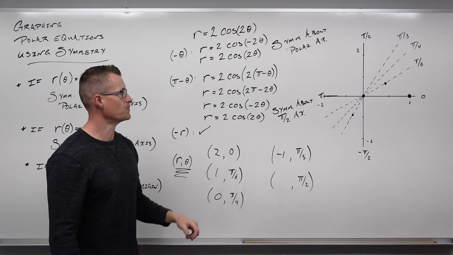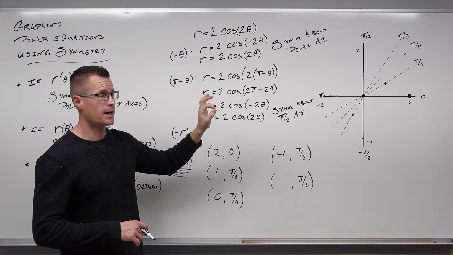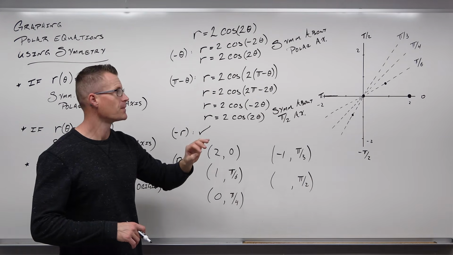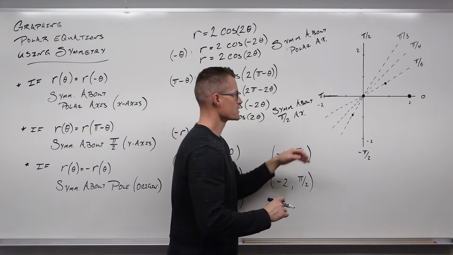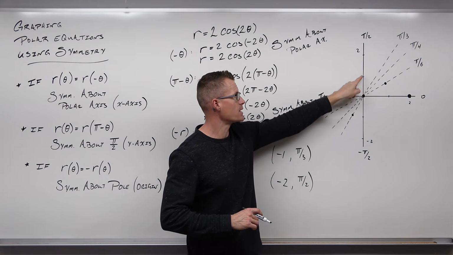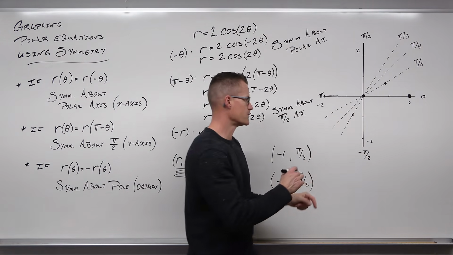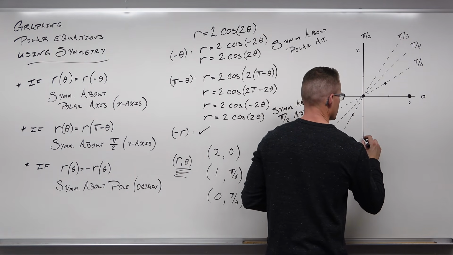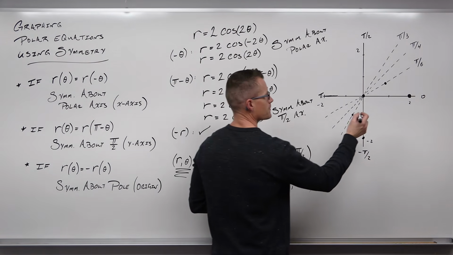And now pi over 2. So 2 times pi over 2 is just pi. Cosine of pi is negative 1, and 2 times negative 1 is negative 2. So this says go to pi over 2. Instead of going along the positive ray, go along the opposite. Go down here to negative 2. So we're going to graph this.